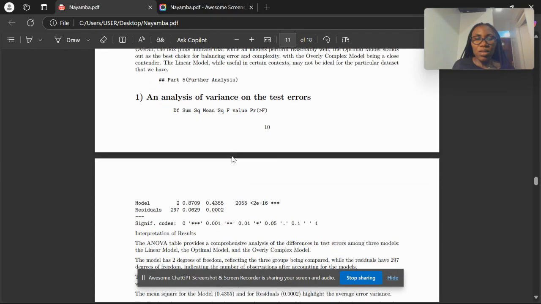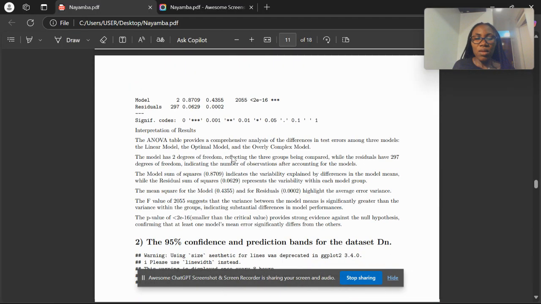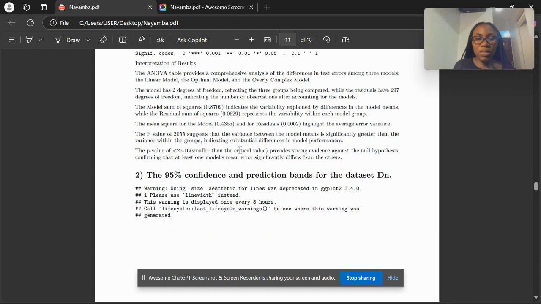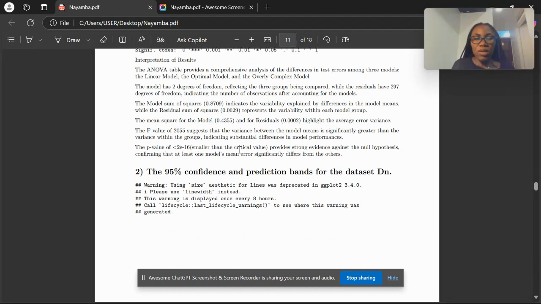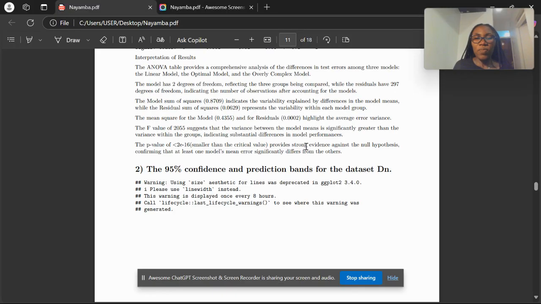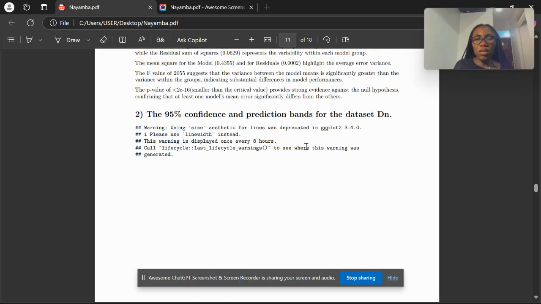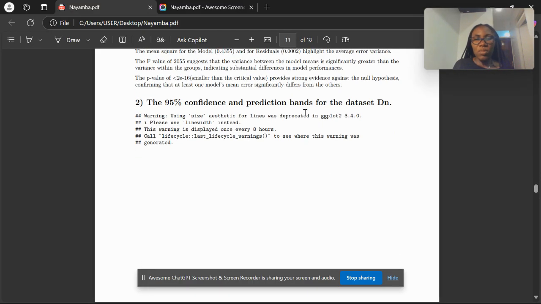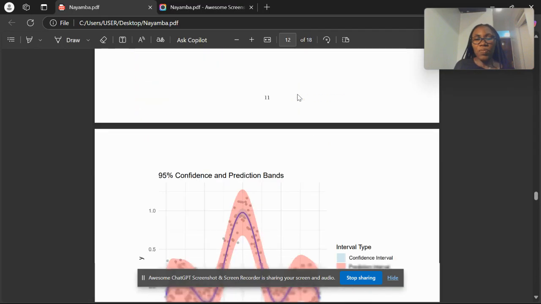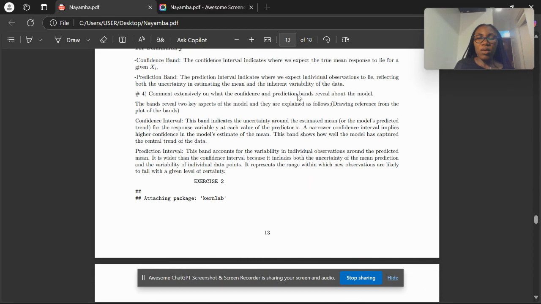I also ran the analysis of variance to make a conclusion on the three models: the optimal, the linear, and the overly complex. And the conclusion was that, based on the p-value, which is smaller than the critical value, we have strong evidence against the null hypothesis, confirming that at least one of the model's mean error is significantly different from the others. So that was it for exercise 1, the regression problem.